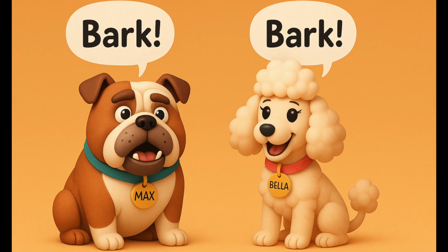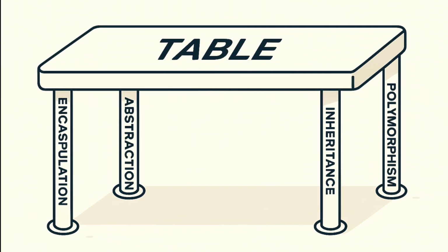Let's say you made a class for a dog. You can create different dog objects from it, like a bulldog named Max or a poodle named Bella. They all know how to bark and sit, but they look and act slightly differently. OOP is built on four powerful ideas, like the four legs of a table.